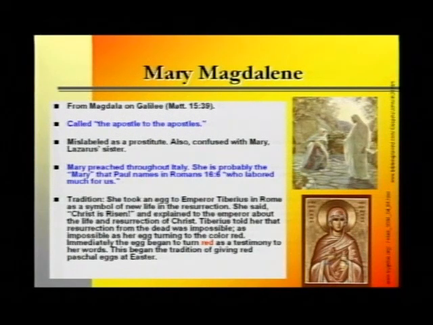But apparently she was. She said, Christ is risen, and explained to the emperor about the life and resurrection of Christ. Tiberius told her that resurrection from the dead was as impossible as her egg turning red. Immediately, the egg began to turn red as a testimony to her words. This began the tradition of giving red paschal eggs at Easter.